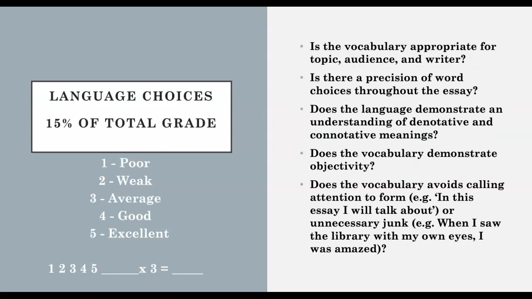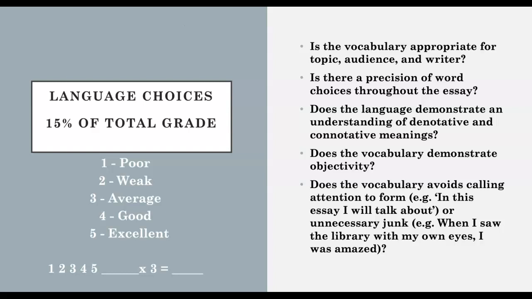Language choices. I look for vocabulary that's appropriate to topic, audience, and writer. I don't mean appropriate in the sense of, you're not swearing, but something that is at that college level. You're looking at precise word choices. You're looking at the denotative and connotative meanings of words, which we'll talk about next week. Does the vocabulary demonstrate objectivity? That's one that will depend on the type of essay that you're writing, and we'll tackle that later. And also avoid any vocabulary that calls attention to the fact that you're writing an essay.